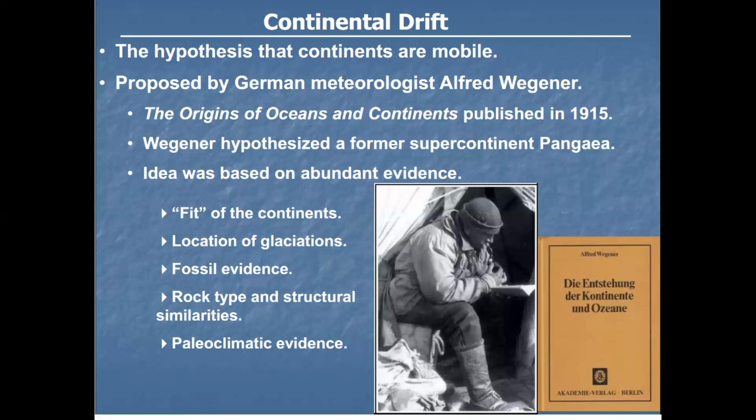Now, Wegener collected a huge amount of evidence to advance his theory. One, he looked at the fit of continents. There are some continents that fit like a puzzle. He also looked at the location of glaciers or glacier remains. He looked at fossil evidence. He looked at rock type and structure similarities. And he also looked at paleoclimatic evidence, evidence left behind by past climatic conditions.